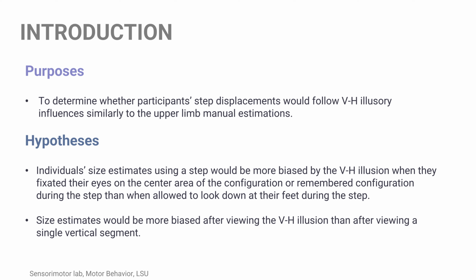We aimed to determine whether the step displacements would follow the VH illusory influences similar to the upper limb. We hypothesized that the size estimations using the step would be more biased by this illusion when they fixed their eyes on the center area of the configuration, or the remembered configuration location during the step, compared to looking down during the step. We also hypothesized that the size estimates would be more biased after viewing this illusion than after viewing the single vertical segment.